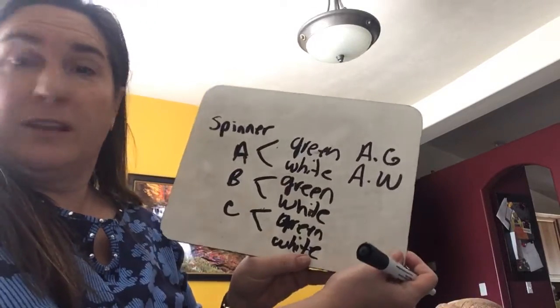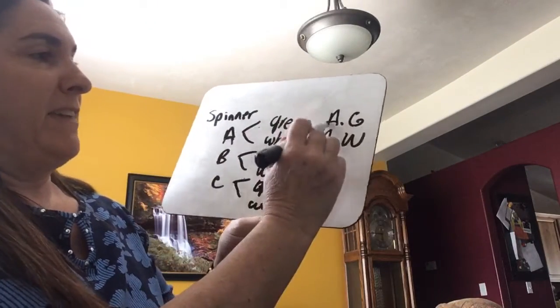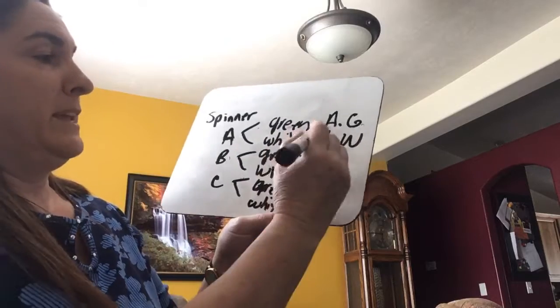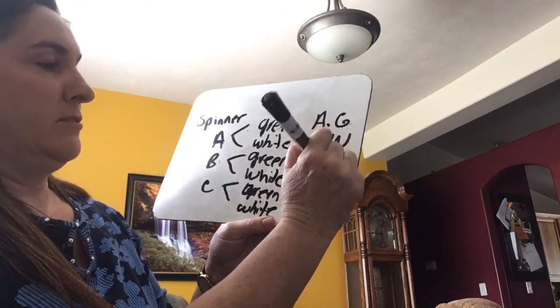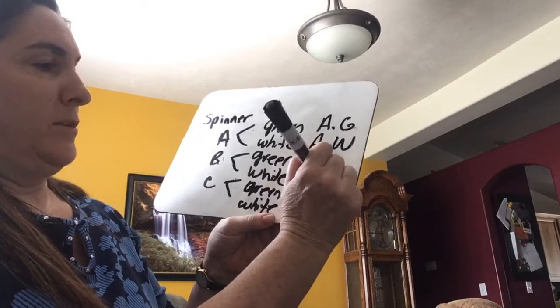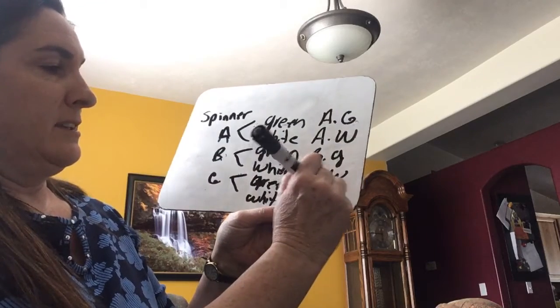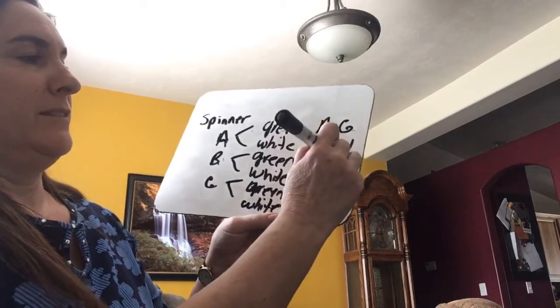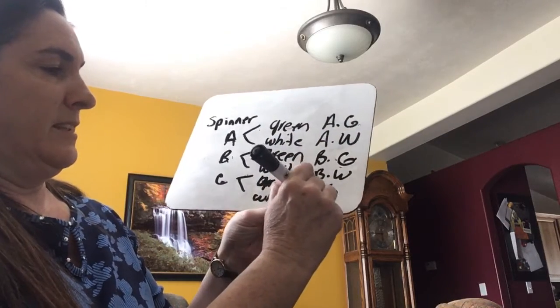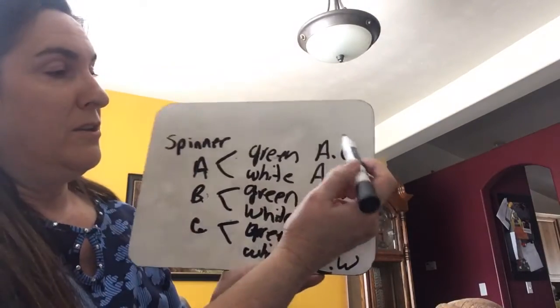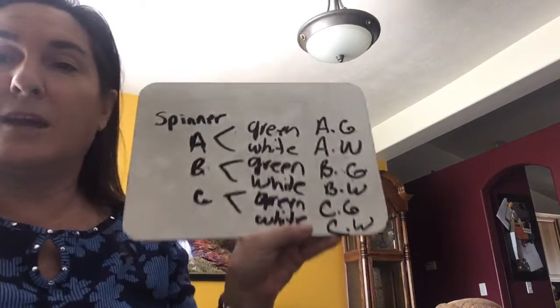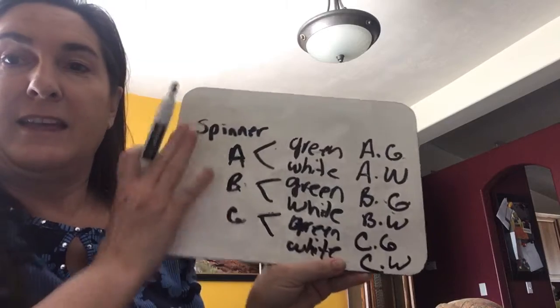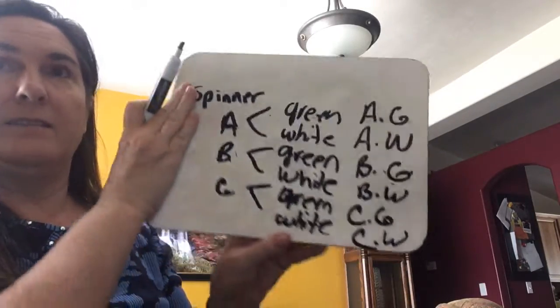So if I spun the wheel and picked a marble, I could have AG, AW, BG, BW, CG, oh, I should probably write my G's the same, sorry, and CW. Okay, 1, 2, 3, 4, 5, 6, 6 options. Okay, that's the first part. Okay, so there's that. Now turn the page. Everybody turn the page.